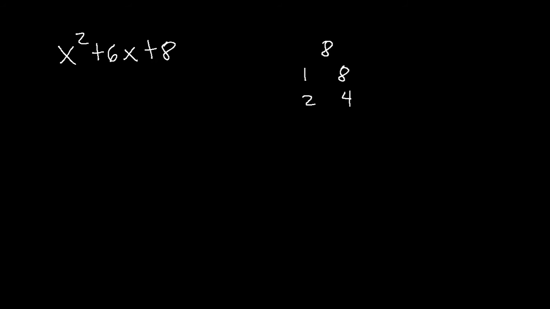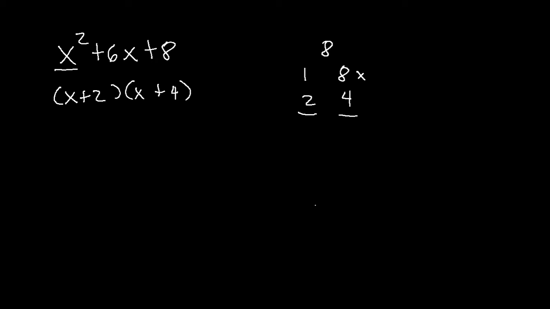We can test this by adding 1 and 8. 1 plus 8 equals 9. So this is not correct. 2 plus 4 is 6. So these will be the factors that we will be using. We can only achieve the x squared term by multiplying x by itself. So let's put that at the very beginning of each factor. And then we have the numbers that we got, 2 and 4. Let's insert those in our answer. And that will be the final answer for this expression.